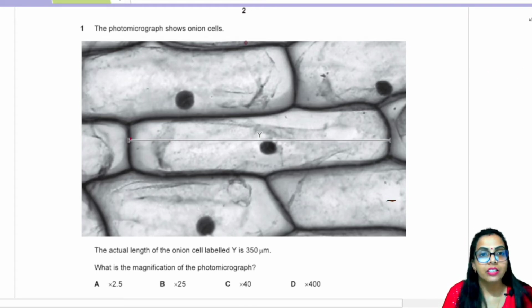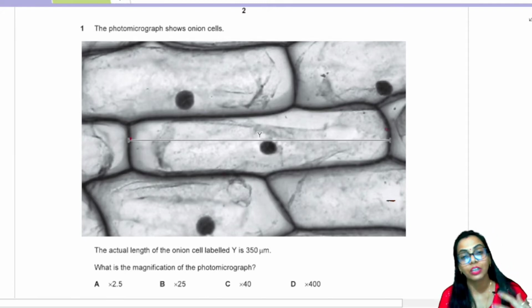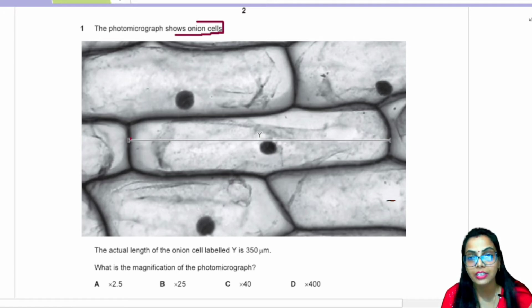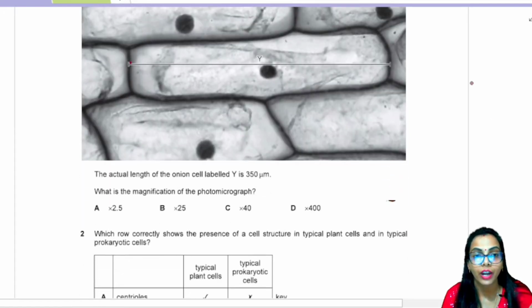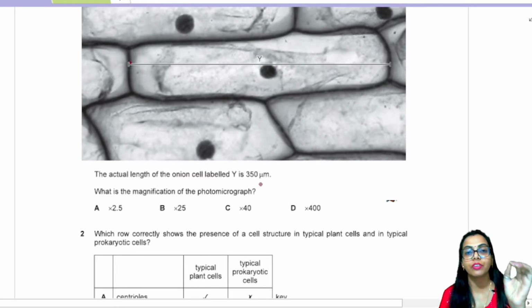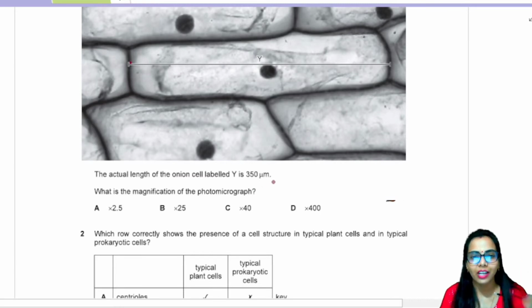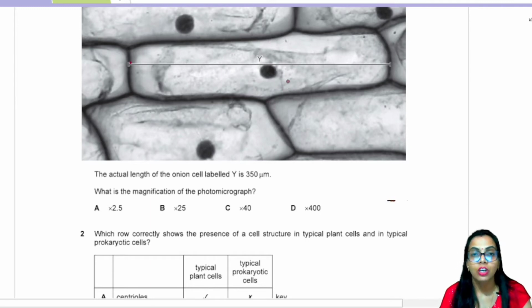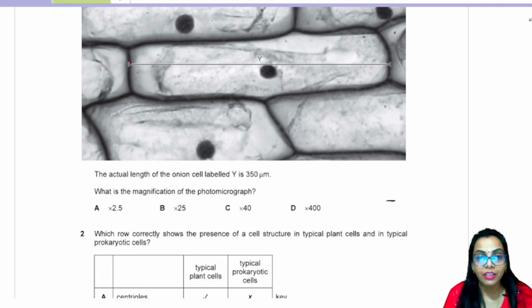The first question is of a type generally asked; I have seen the question paper, and this type of question is asked every year. The photomicrograph shows onion cells, and here you have to find the magnification. The actual length is given, just 350 micrometer. We know that the length of a cell is within 0.2 micrometer to 500 micrometer. What we are seeing is the magnified image, so we have to find the magnification.